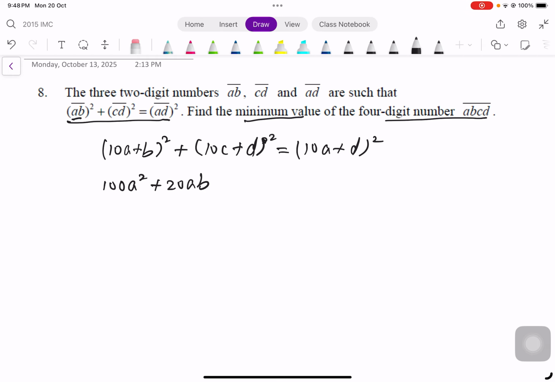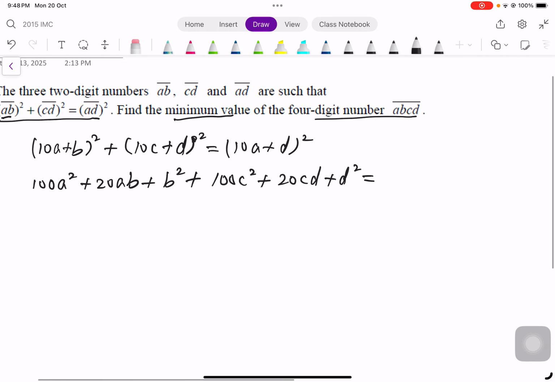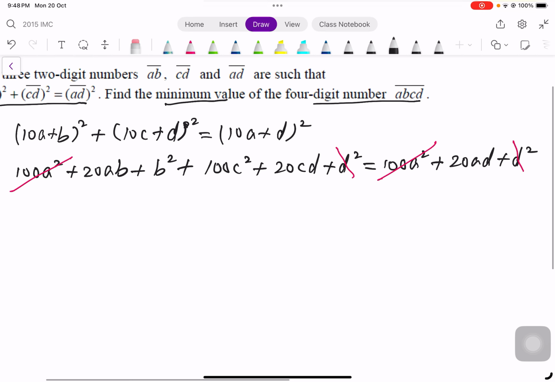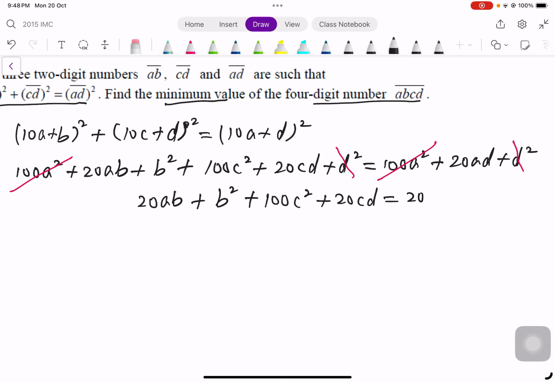20AB, right? And then plus your B squared, and then plus 100C squared, and then plus 20CD plus D squared. And this is just equal to 100A squared plus 20AD plus D squared. Then in this case, you can see cancellation. That means 100A squared and 100A squared cancel, and your D squared and your D squared cancel. All right. Therefore, what is left here is 20AB plus B squared plus 100C squared, right? And then plus 20CD is equal to 20AD.